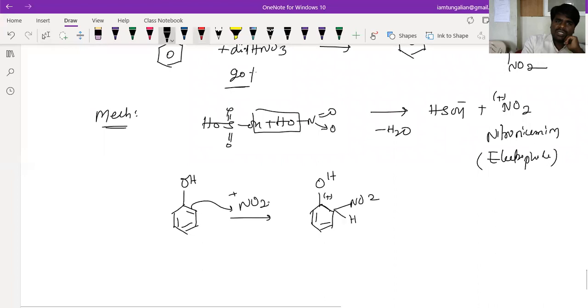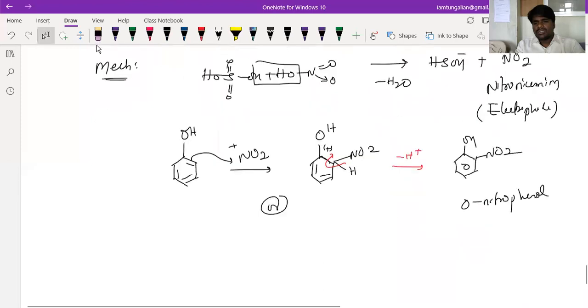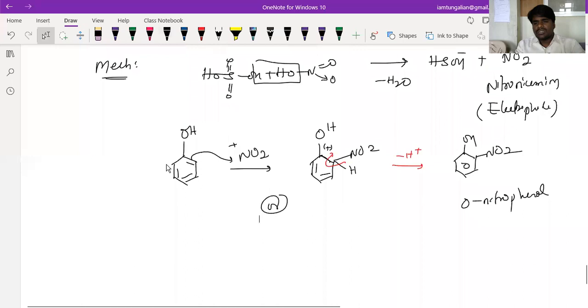Why will it attack? In particular, what happens? The same thing can happen. This is the meaning of electrophilic substitution. Here this H plus, beta, is being removed by this NO2 group.